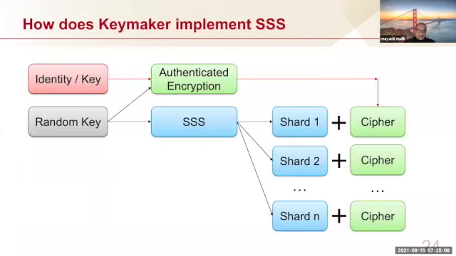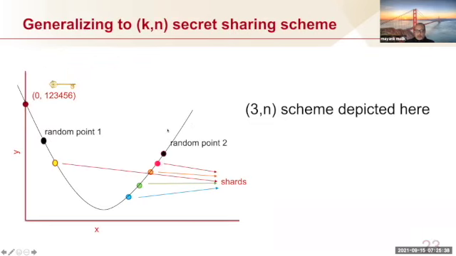So what we do instead is we take this model wherein we combine Shamir secret sharing with authenticated encryption or symmetric encryption. And effectively what we do is this: we still have the identity or the secret that we are trying to authenticate against. We generate another random key. The device that owns the identity generates another random key. And instead of passing the identity through Shamir secret sharing, we pass the random key through Shamir secret sharing.